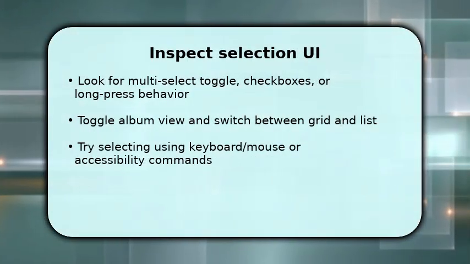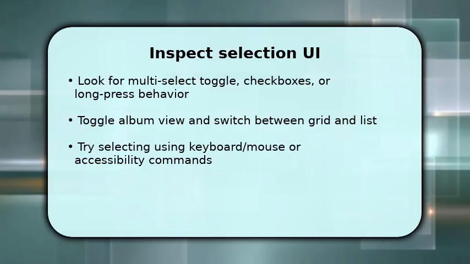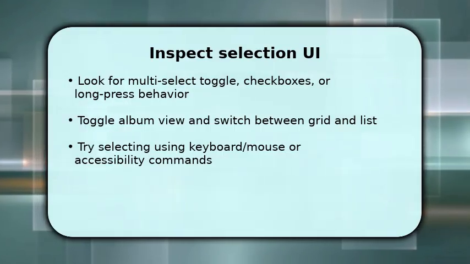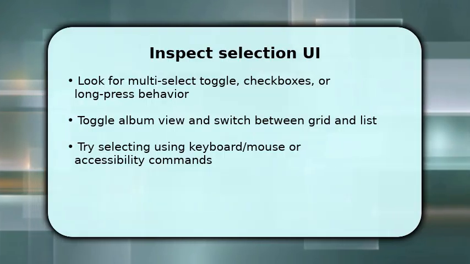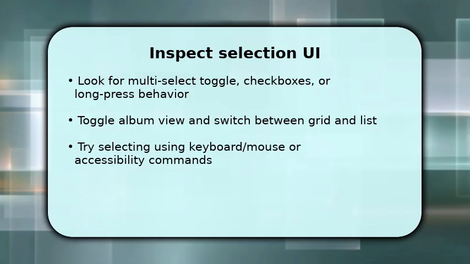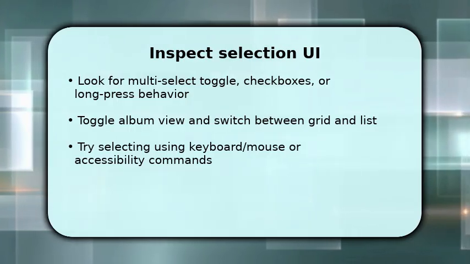Next, focus on the selection interface itself and how the app expects you to pick items. You should look for a multi-select toggle, checkboxes, or a long press gesture. Apps differ, and trying the alternate method often resolves the issue.